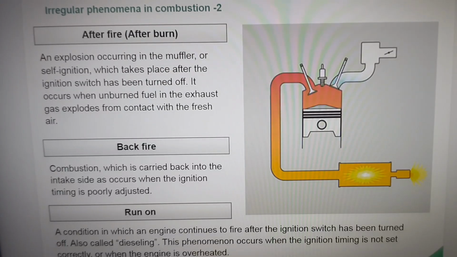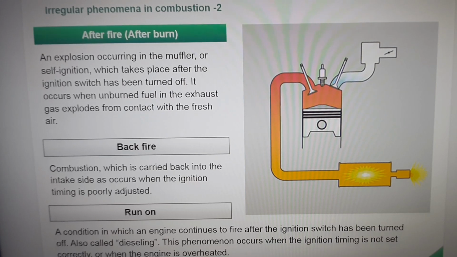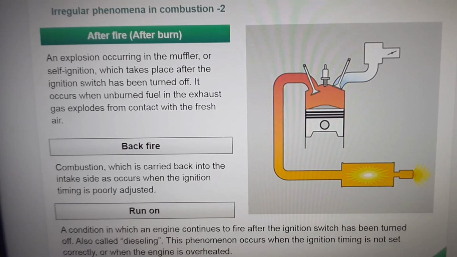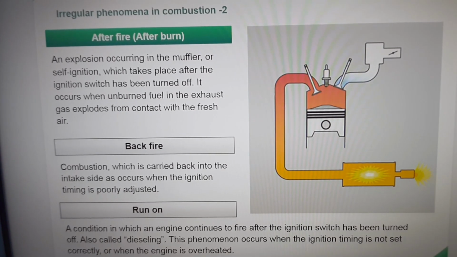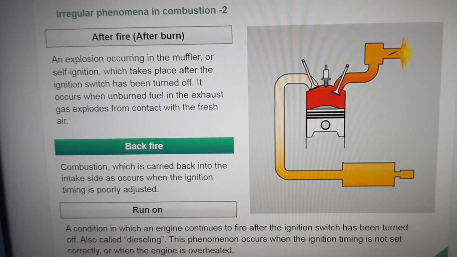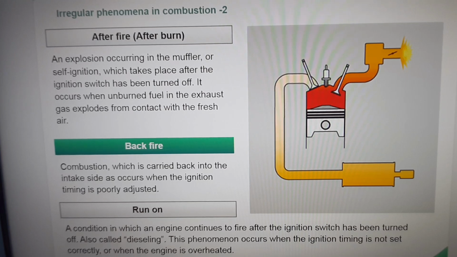Petrol engines will have other irregular combustion phenomena such as these. After fire, after burn, an explosion or self-ignition occurring in the muffler. This occurs when unburned fuel and the exhaust gas explode from contact with the fresh air. Backfire, combustion which is carried back into the intake system. This occurs when the ignition timing is poorly adjusted.